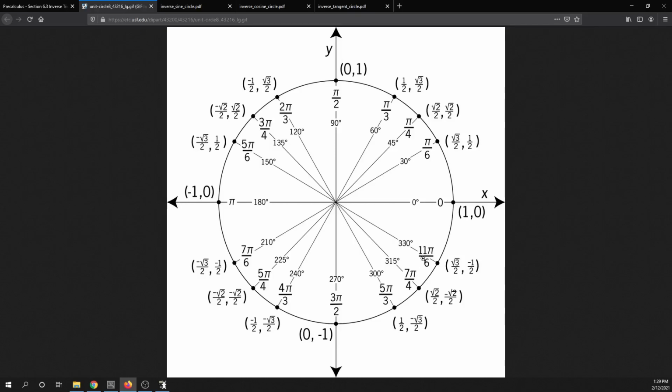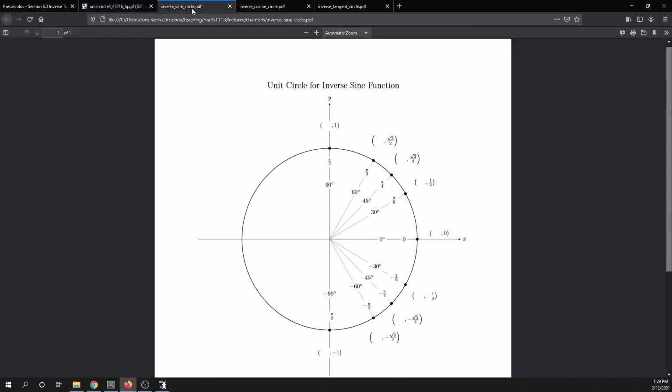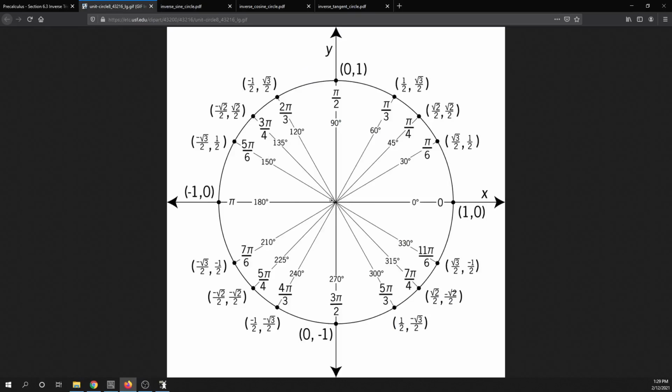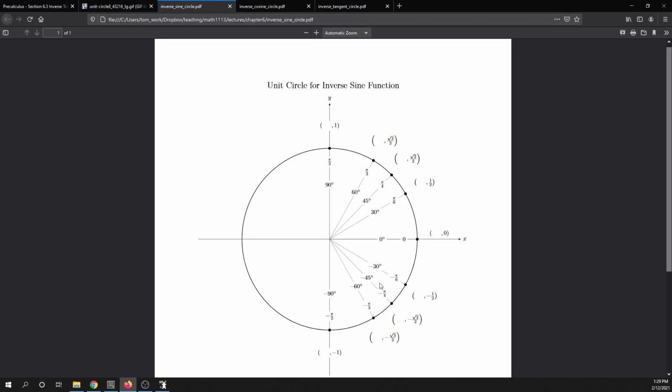Also, I relabeled these. The standard unit circle is labeled from 0 to 2 pi. But for the inverse sine purposes, we need the answers to be between minus pi over 2 and pi over 2. So you can see down here, instead of labeling this as 11 pi over 6, I have labeled it as negative pi over 6 or negative 30 degrees. And so on and so forth for these values right here. I've also gotten rid of the first coordinate because you don't need that for the inverse sine. All you need is the values here.